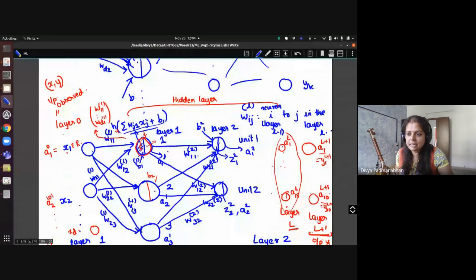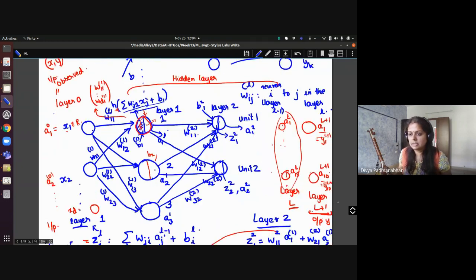So your starting layer. I'm sorry about the diagram, it's very cluttered, but please ask if something is not clear to you. The starting layer was layer zero. This was the initial layer where you had all the inputs, so the x1 to xd, the features. That was what formed the zeroth layer.